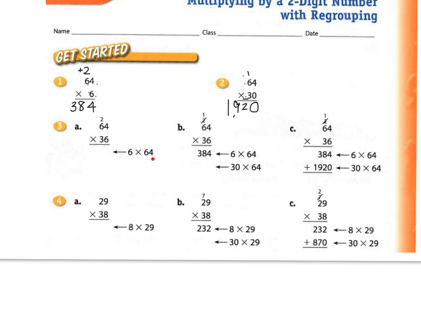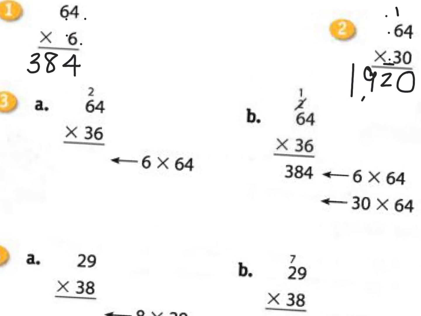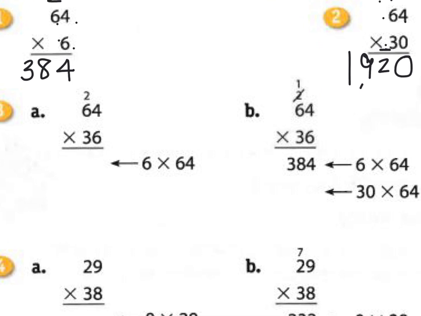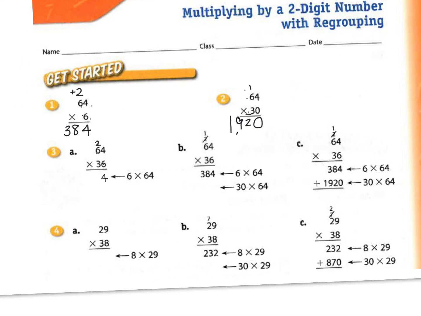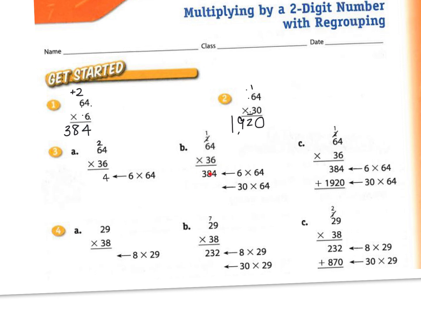Well, the first part we're doing is the same as what we did up here. We did the 6. So if we do 6 times 4 is 24. Then they regrouped that too. 6 times 6 over here, 6 times 6 is 36, plus 2 is 38. So that's what we got when we did the answer up here, when we did number 1, 64 times 6. So 384, same as right here, 384.